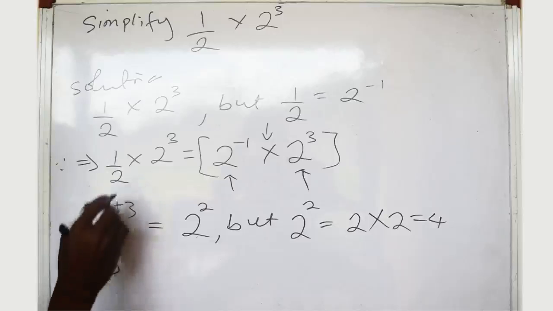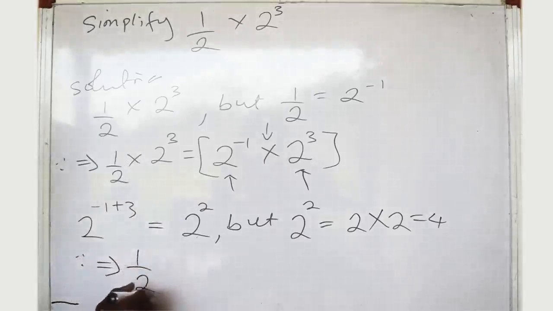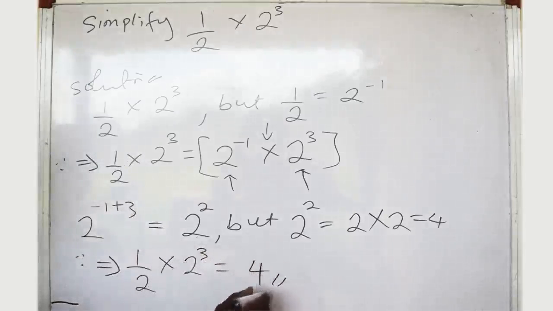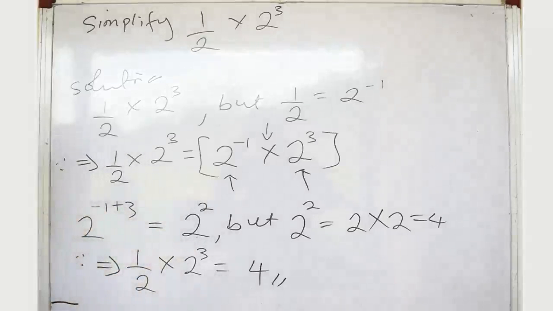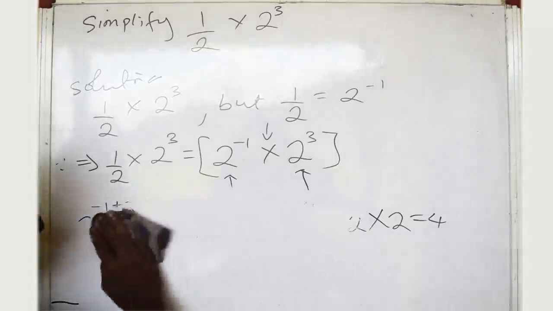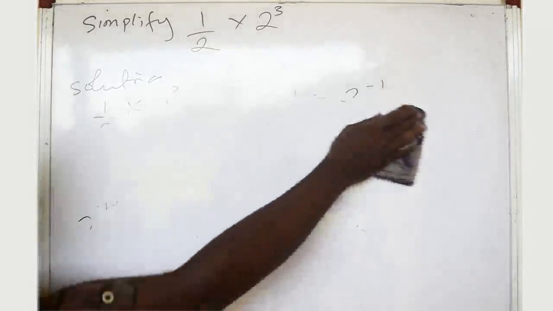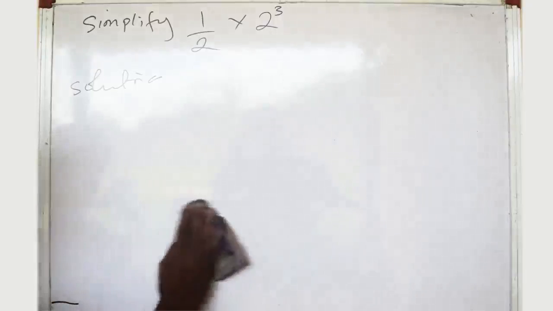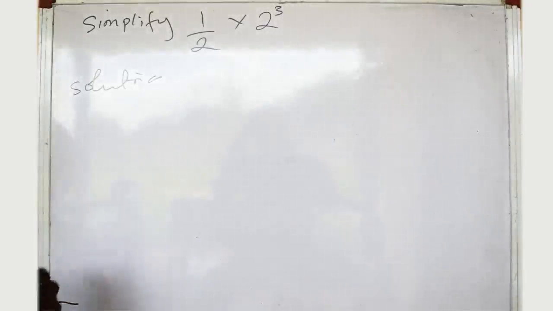Therefore, it implies that the entire question, which is 1 over 2 multiplied by 2 raised to the power 3, is nothing but 4. Alternatively, another way to go about this, if you still want to, is to take it in this way. This is another method of solving it.